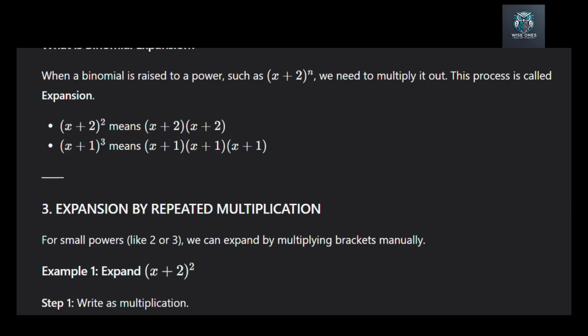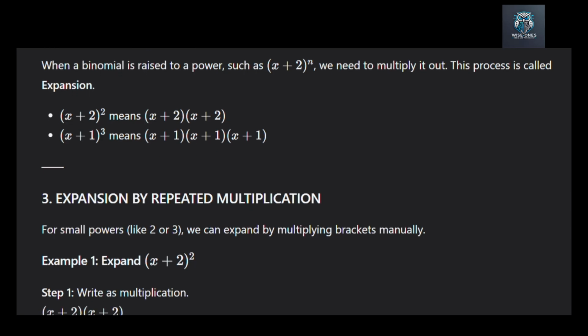When we see x plus 2 to the power of 2, it actually means x plus 2 multiplied by x plus 2. When we see x plus 1 to the power of 3, it means x plus 1 multiplied by x plus 1 multiplied by x plus 1. Our job is to multiply these brackets together until there are no brackets left. Let us try doing this manually for small powers. This is our first method, called expansion by repeated multiplication.